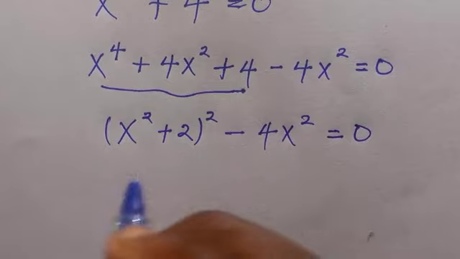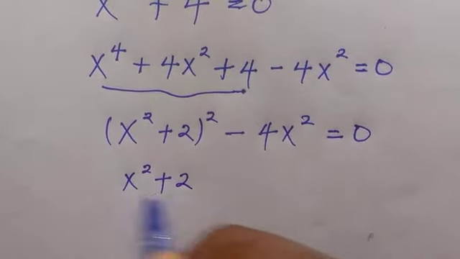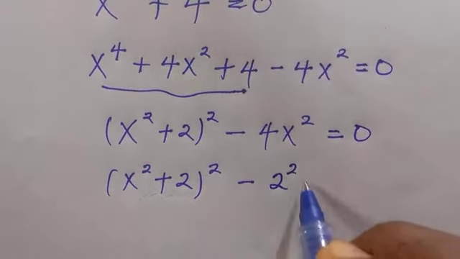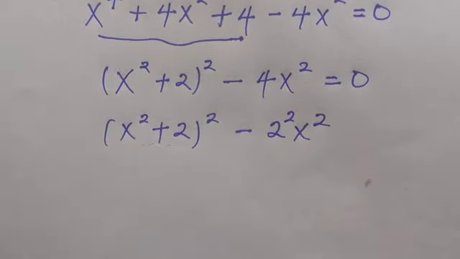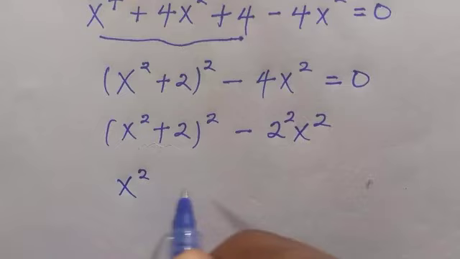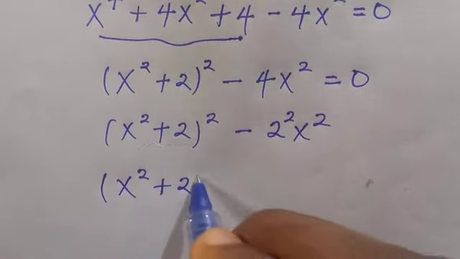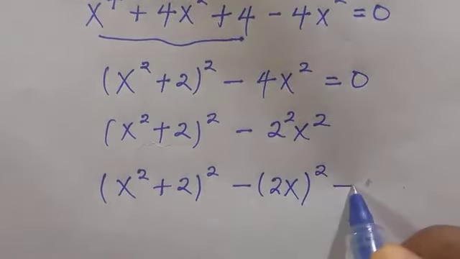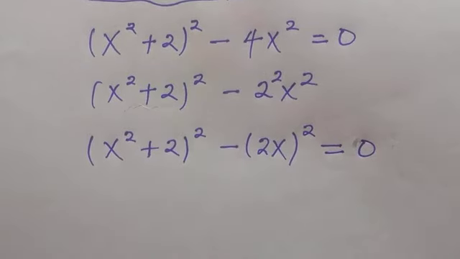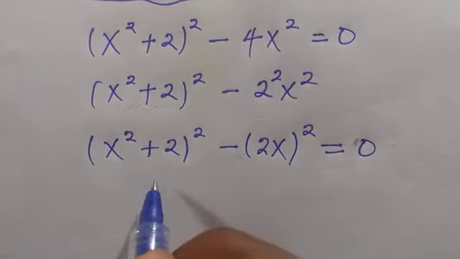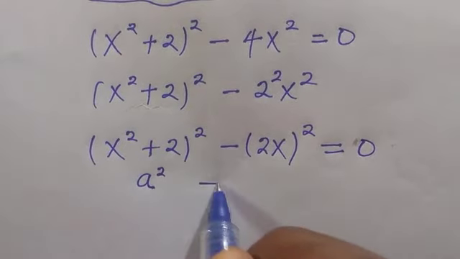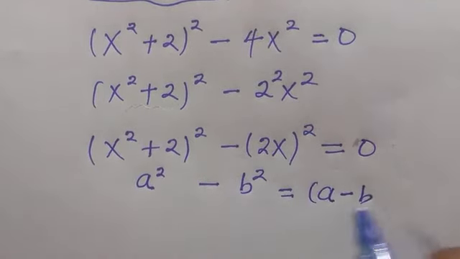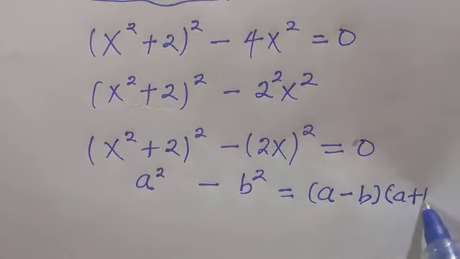And so we still have (x squared plus 2) raised to the power 2 minus, 4 is 2 squared, then we have x squared, everything equals 0. Which we can also write as (x squared plus 2) raised to the power of 2 minus, this becomes (2x) squared, everything equals 0. And the next thing is, if this is a square and we have this as b square, which is the difference of two squares, it gives (a minus b)(a plus b).